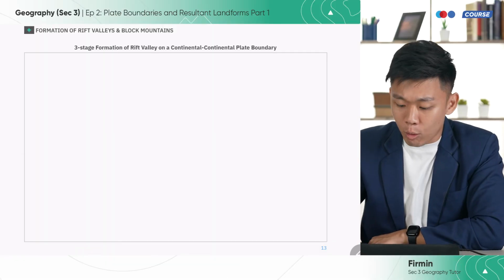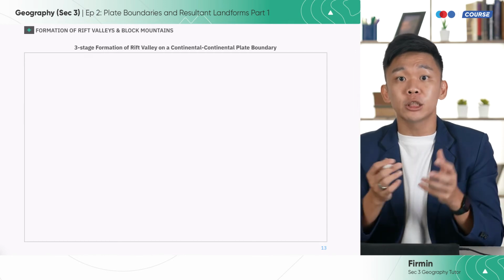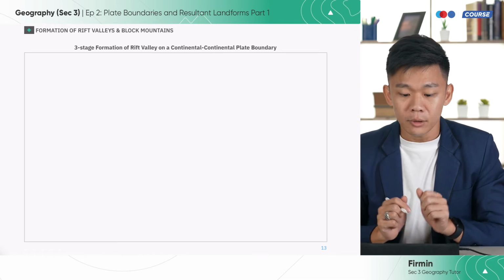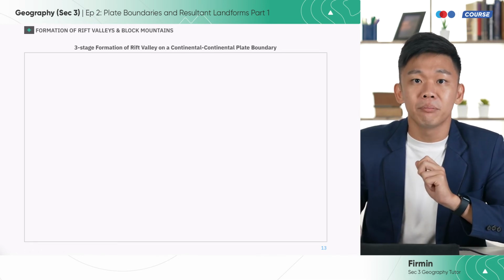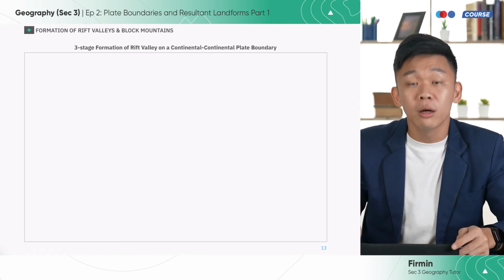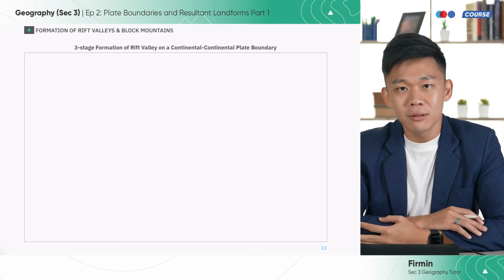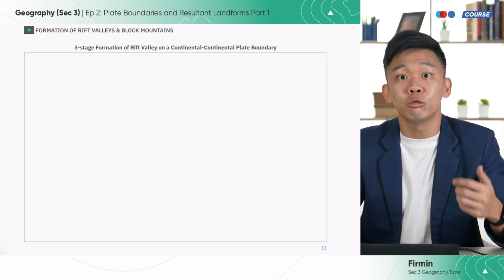Sometimes the exam requires you to know how to sketch the formation of a rift valley and a block mountain. So I'm going to go through with you the step-by-step learning of how to sketch the formation of a rift valley. Take out your pencil, your pen, and on this page I want you to draw it together with me as I go through it with you.